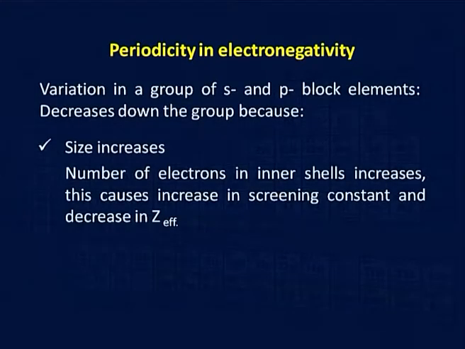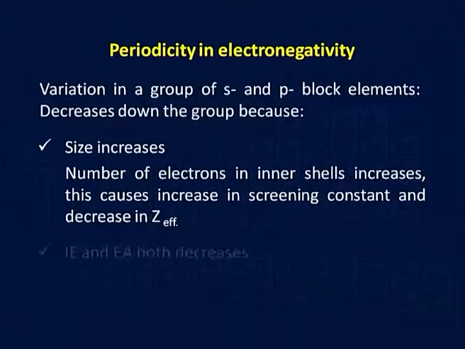When there is an increase in size of the atom, the number of electrons increases in the inner shells, and the increase in number of electrons in the inner shell causes an increase in screening constant values and a decrease in effective nuclear charge. So, due to the increase in screening constant value and decrease in effective nuclear charge, as the number of shells increases, the value of electronegativity decreases with increase in size.